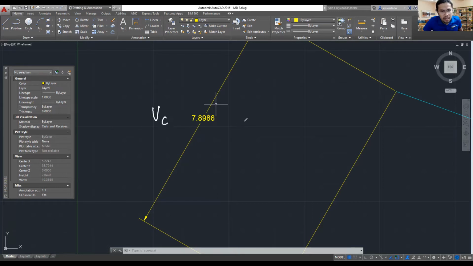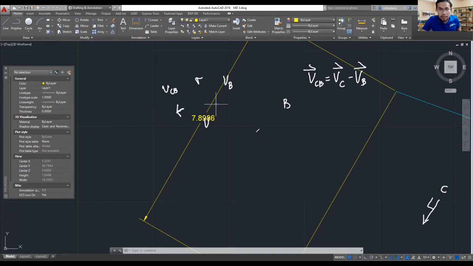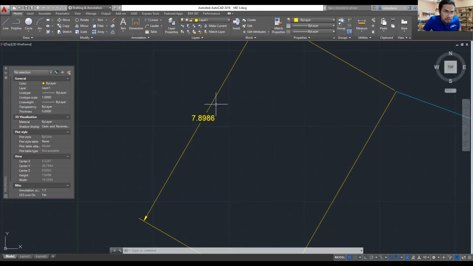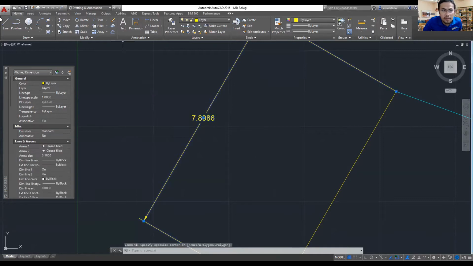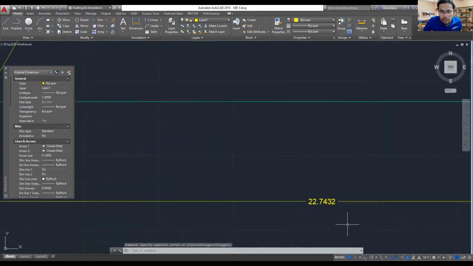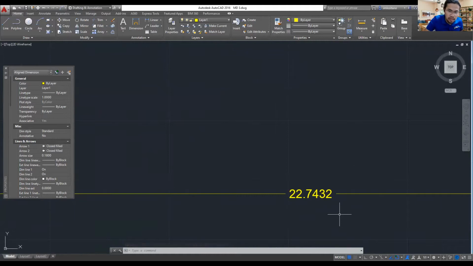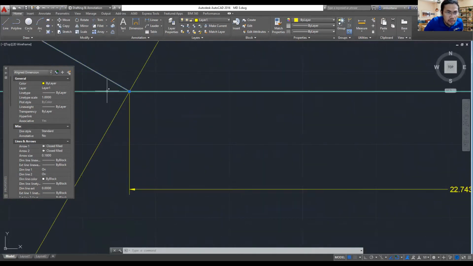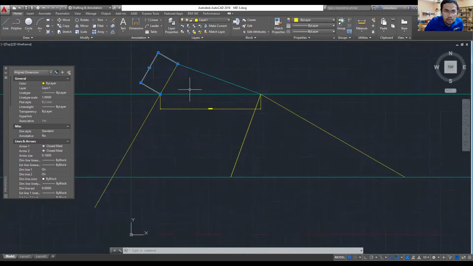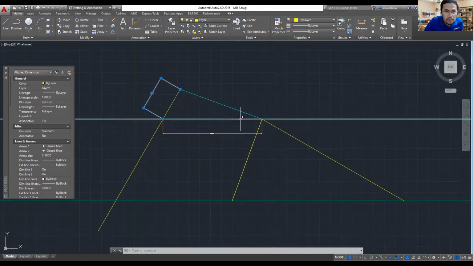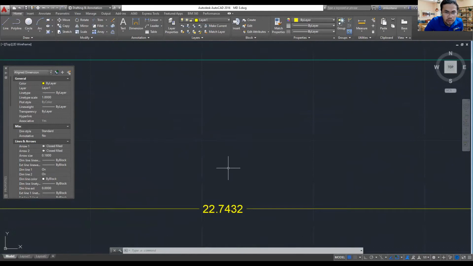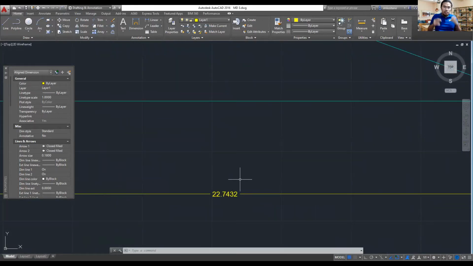Sorry, and we have our V sub C now, equal to 22.7. Is it 22.7? I think it's correct. So 7.9 and 22.7. Now, this is the graphical solution.